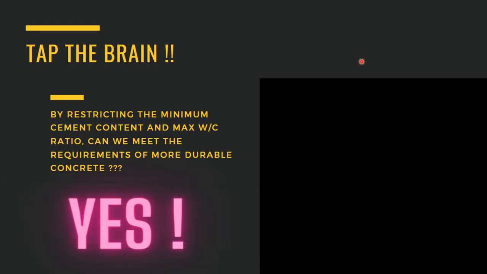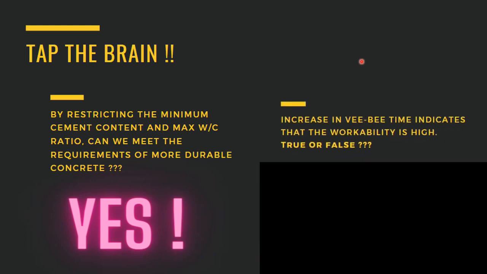And next question is, increase in VB time increases that the workability is high. Workability can be measured using some methods such as VB time method, compaction factor method, slump test method, etc. So in this method, increase in VB time increases that the workability is high. When will the concrete have high workability? When there is some high water content, and the concrete is in a flowy condition, etc. So increase in VB time.